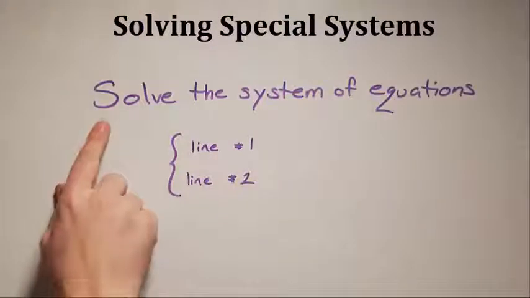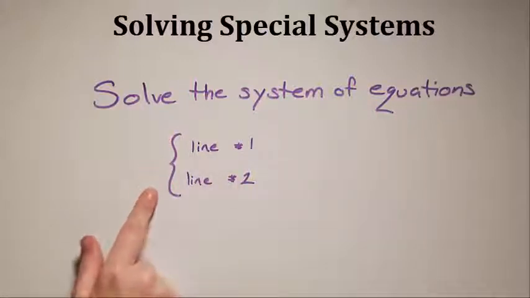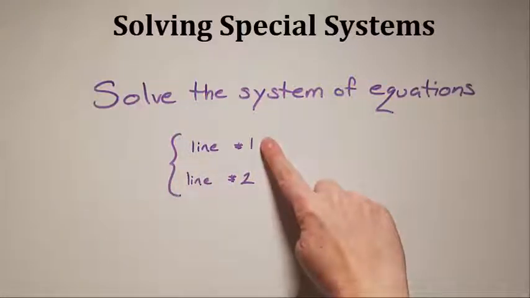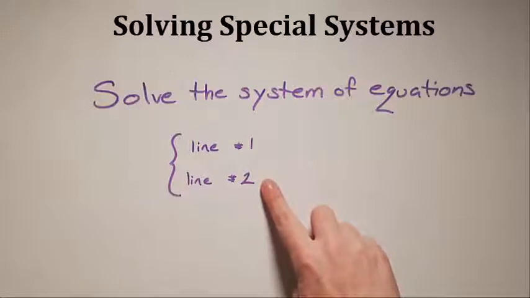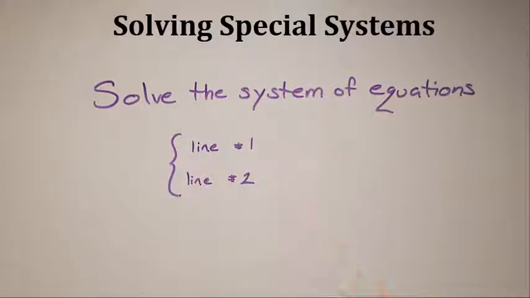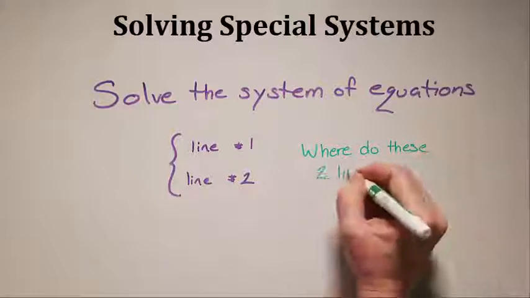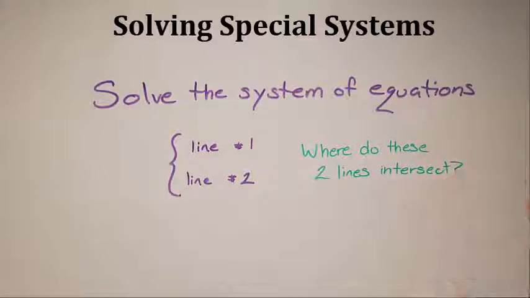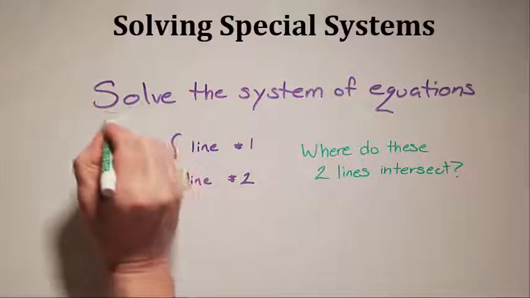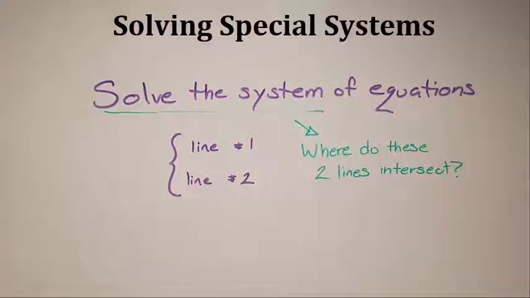So far in this chapter, everything has been about solving a system of equations. And you're always given a system that has an equation for line 1 and an equation for line 2. Now what is the whole point of solving the system? What are we actually looking for? When you're solving the system, you're trying to find where these two lines intersect. That's the whole point. Solving the system is you asking, where do these two lines intersect?